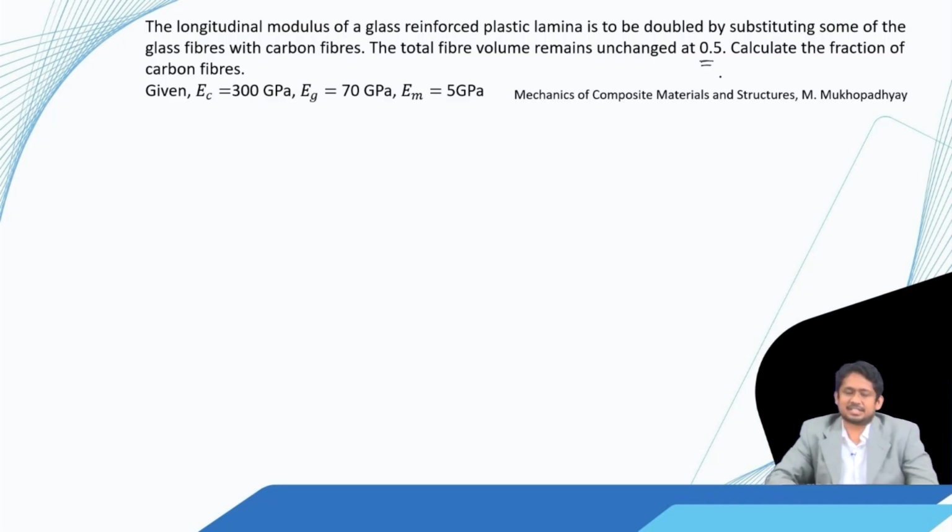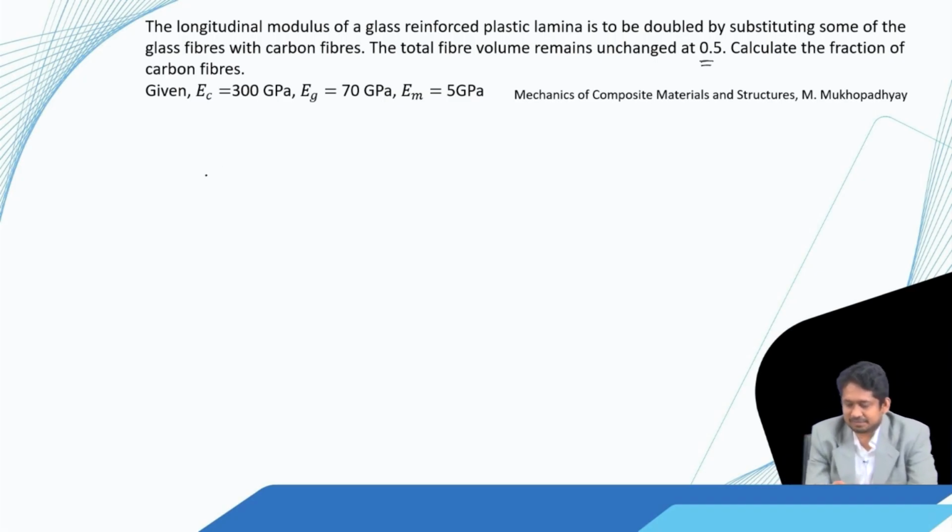Now, the question is, say we want to replace some of the glass fibers by carbon fibers, but keeping the total volume fraction of carbon fiber and the glass fiber to be same, and by doing that I want to double the elastic modulus along direction 1. So, to do that, what fraction of carbon fiber should I put, or what would be the fraction of carbon fiber in that new composite.